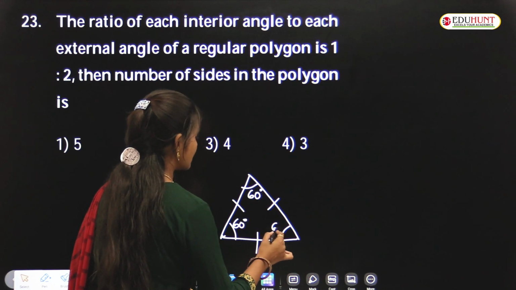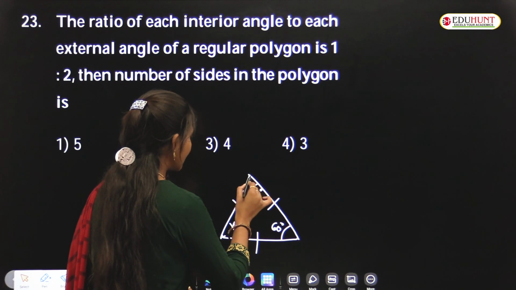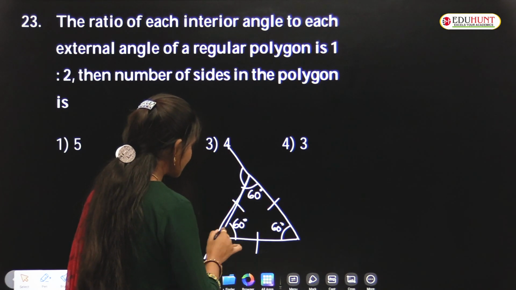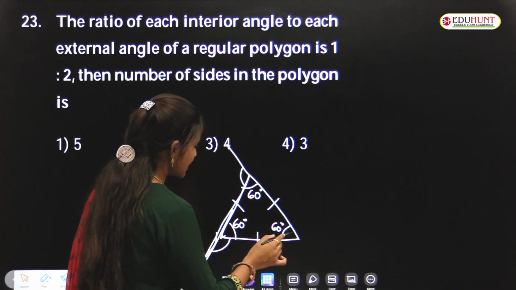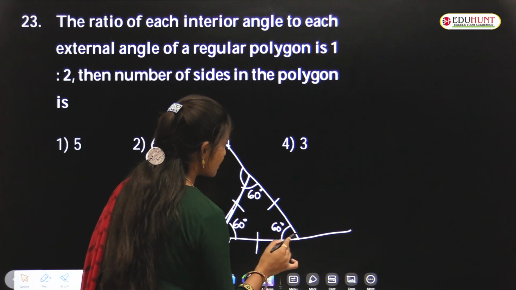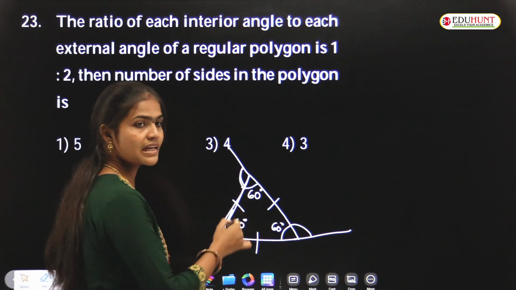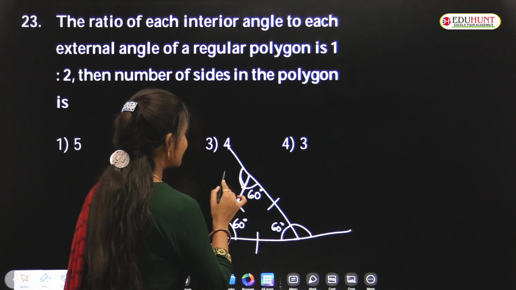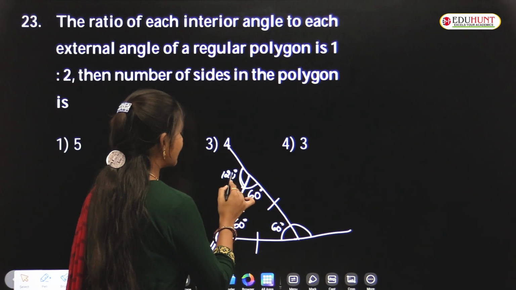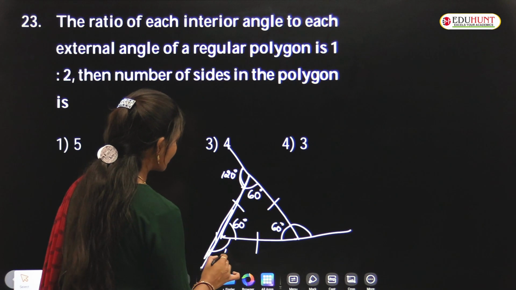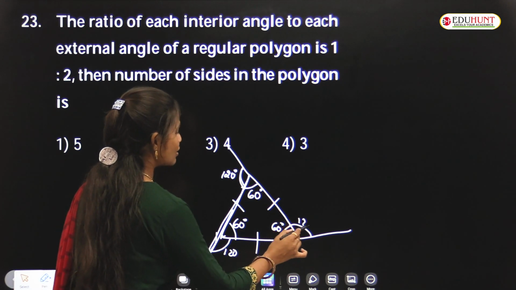We know this condition. So when you extend this side, here we will get an exterior angle. If you extend this side, here another exterior angle. Extend this one, here another exterior angle. These two angles form a linear pair, no? So this angle is equal to 120 degrees, since 120 plus 60 is equal to 180. So here also 120, here also 120.